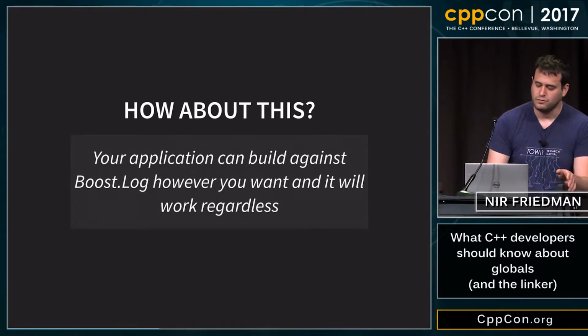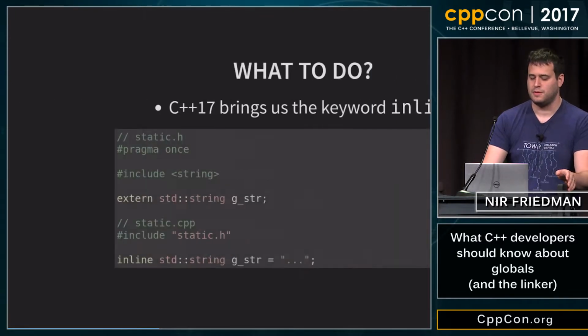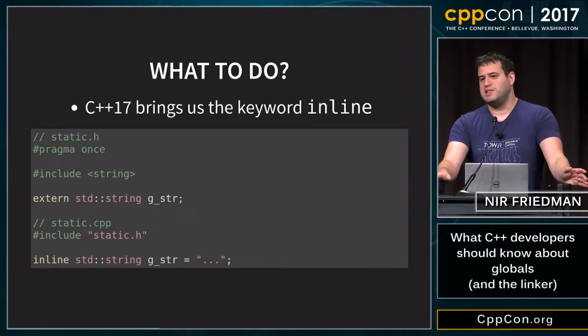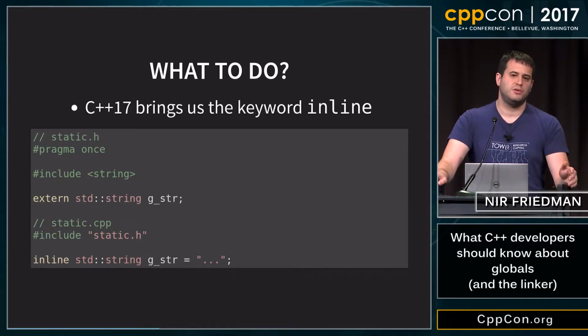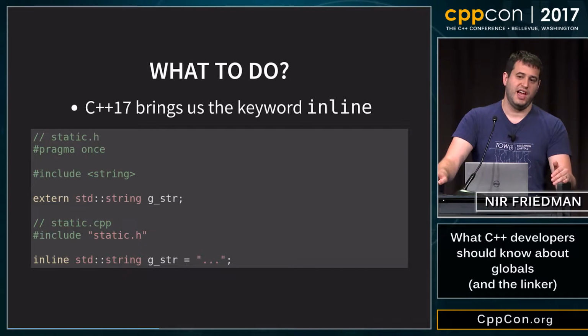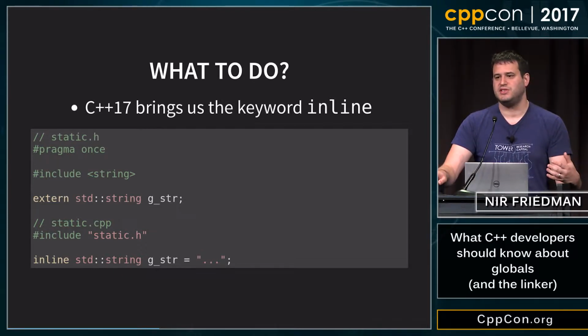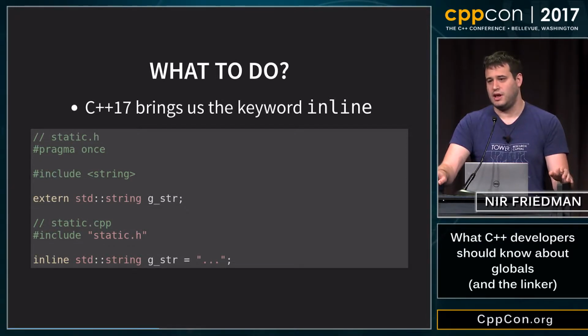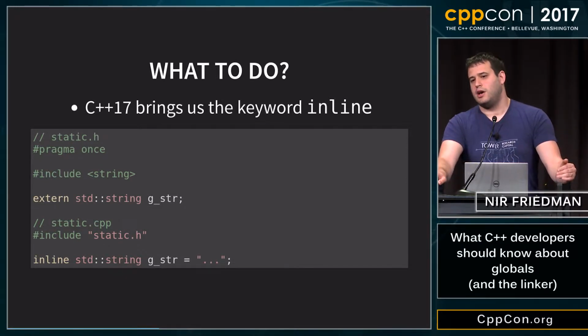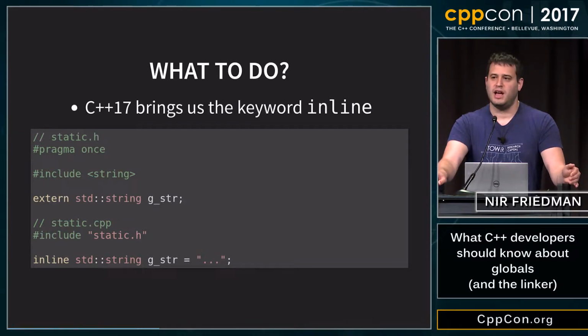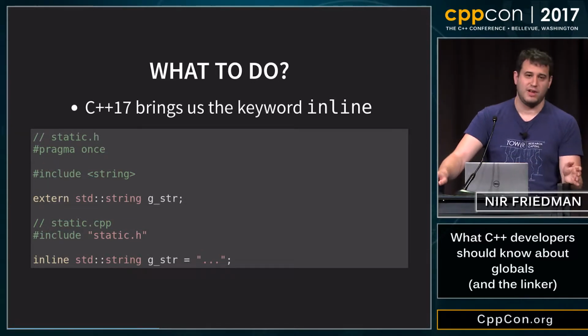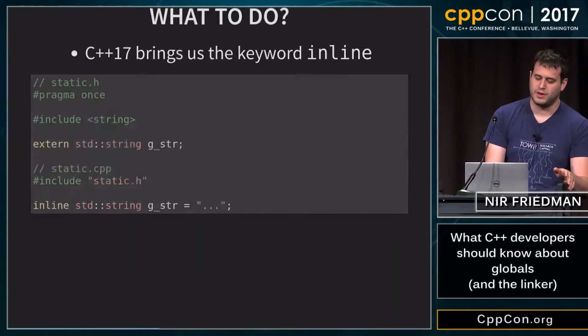So, okay, what do we do about this? In C++17, it's actually really simple. We have the keyword inline. You're probably more used to thinking of inline as, well, we can just put this in the header. That's true, but it also means that regardless of whether you put it in the header or the CPP, and I'll come back to that point, you only get one copy of the global. And this just works. And I'm going to come back to why this just works.